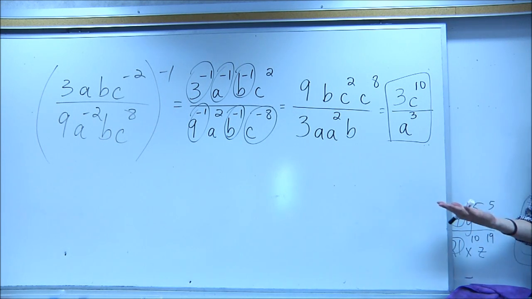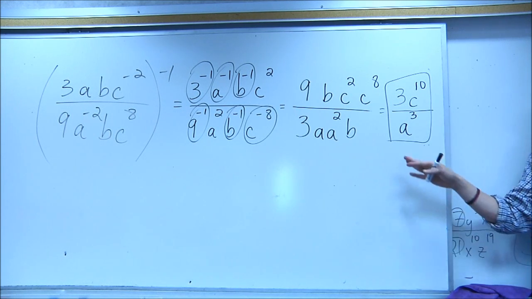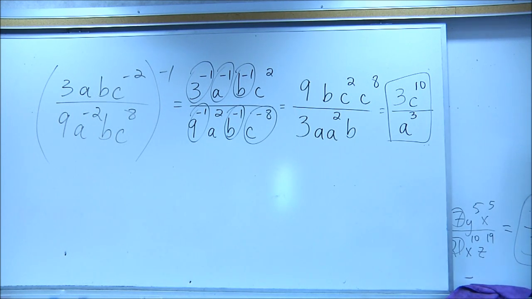This puts together everything. You have a product, you have a quotient, you have to multiply exponents sometimes, you have to add them sometimes, you have to move all your negatives. So a problem like this incorporates all the stuff that we've been doing. Okay, any questions?